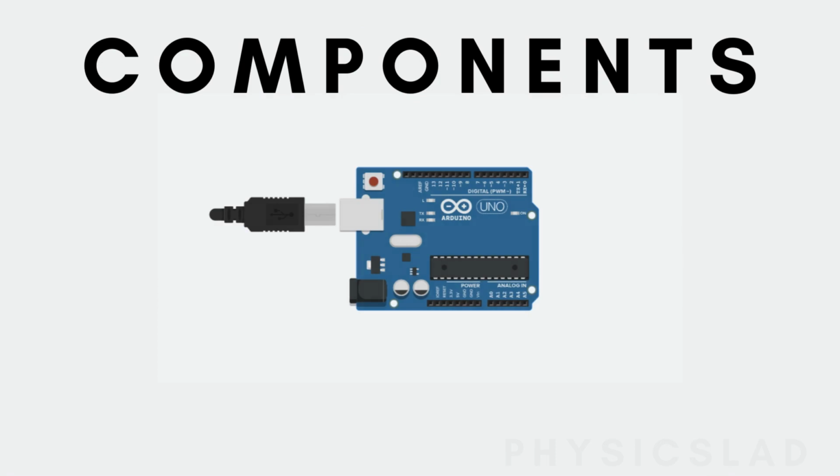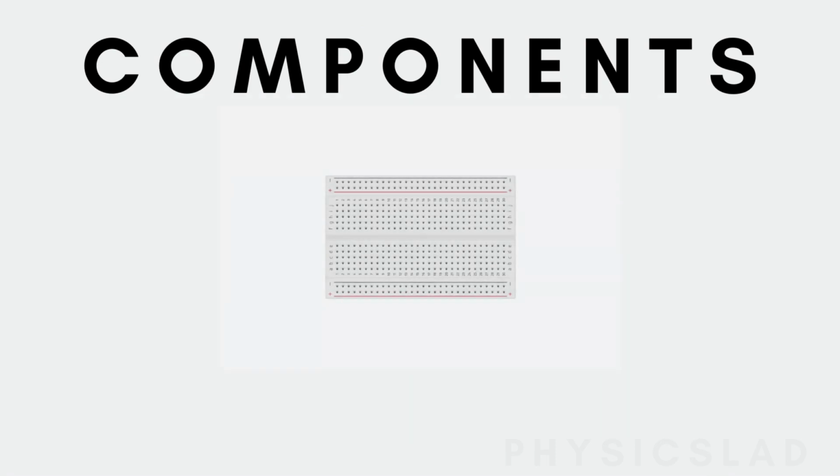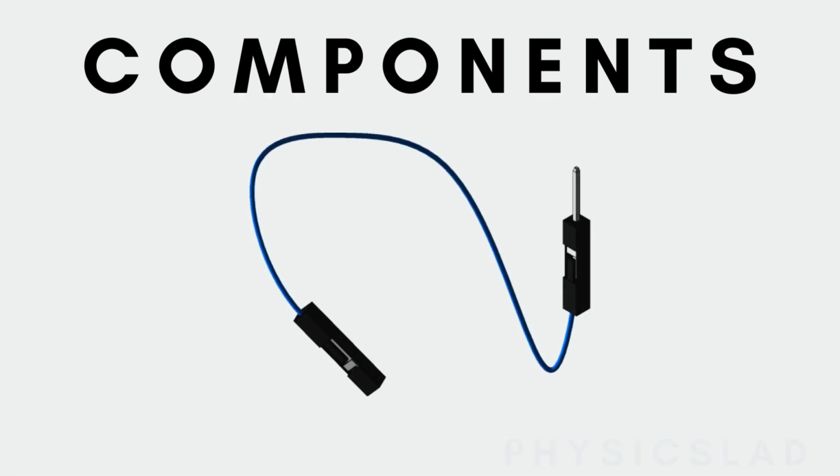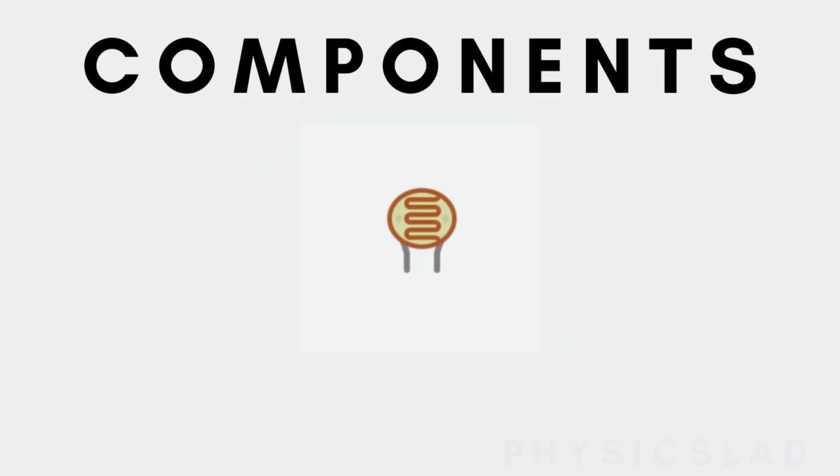To get started, you'll need one Arduino Uno, one breadboard, one potentiometer, one LED, some jumper cables, and one light dependent resistor, or LDR.